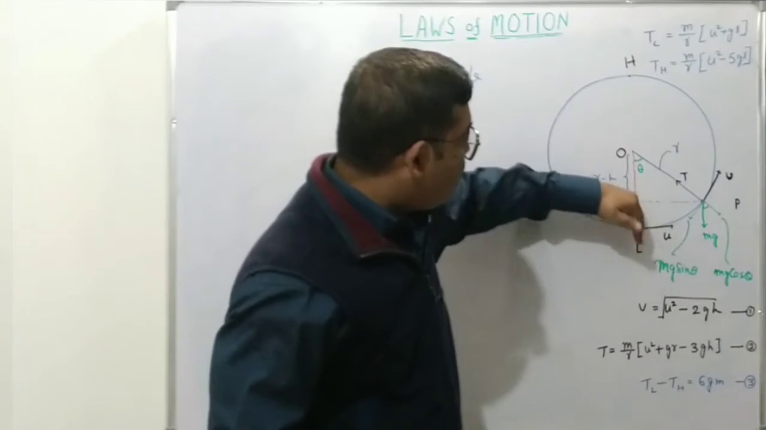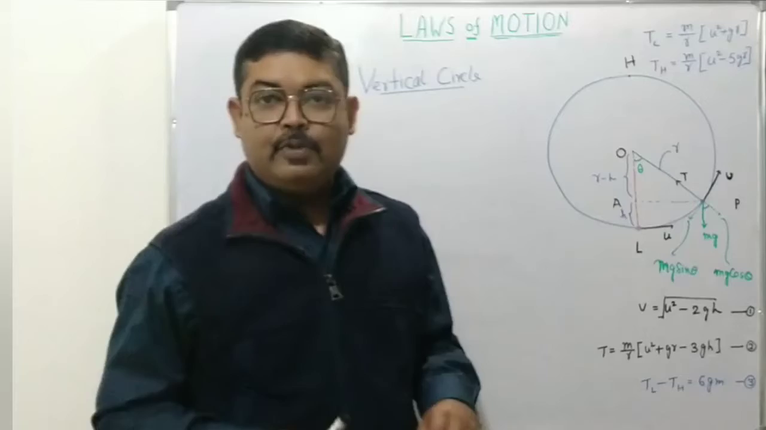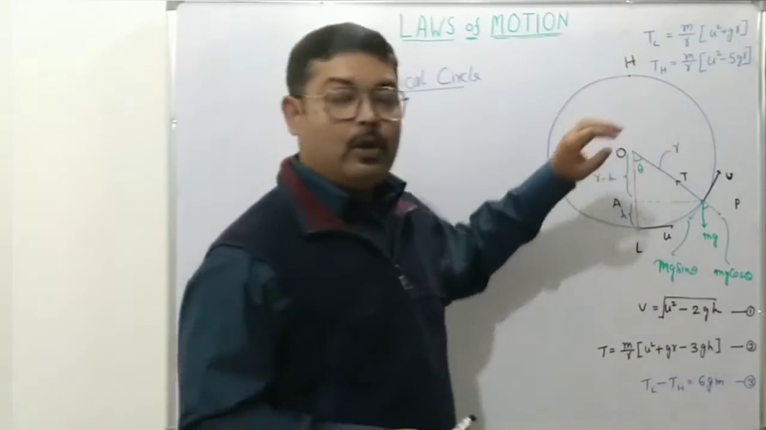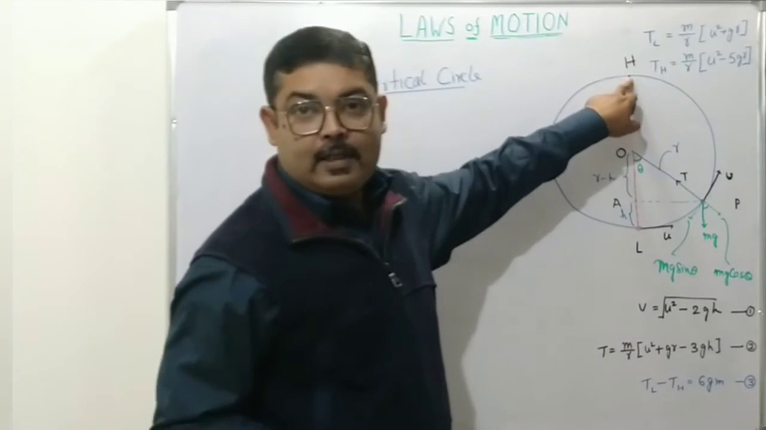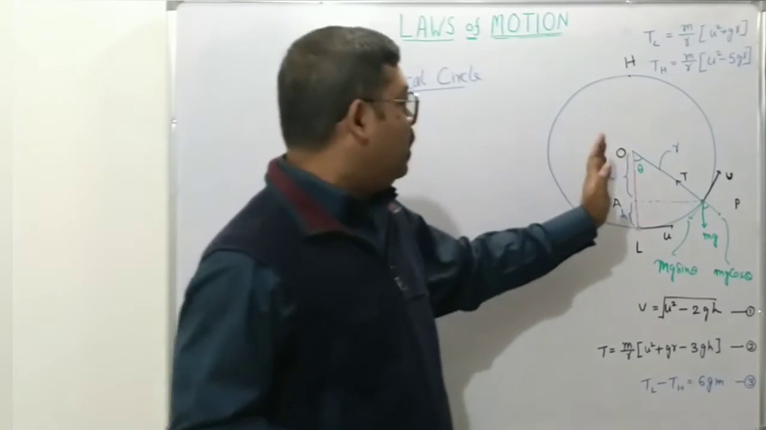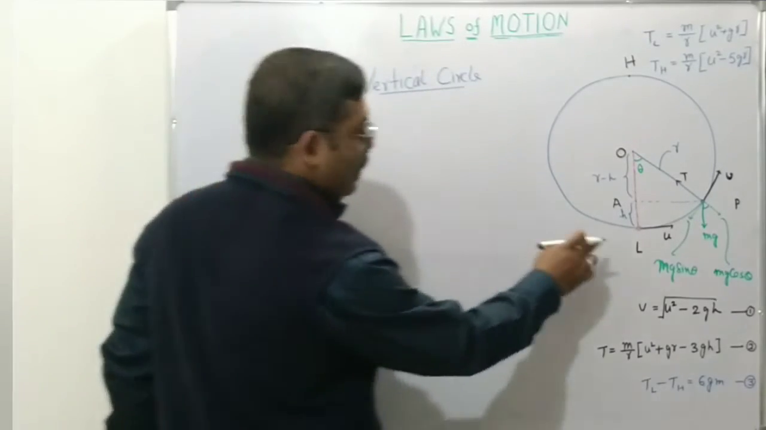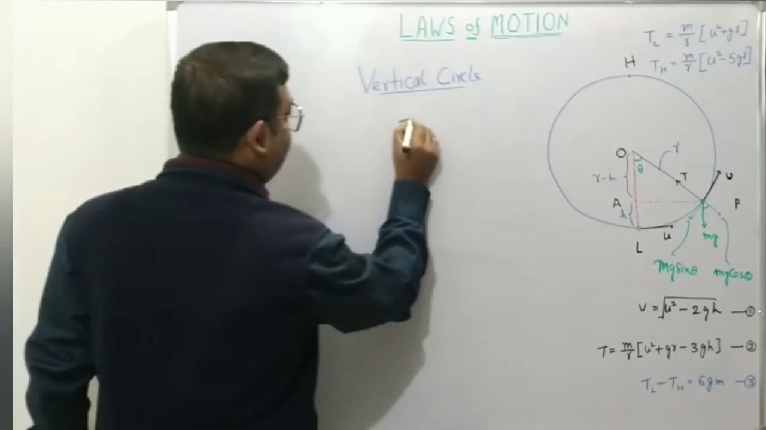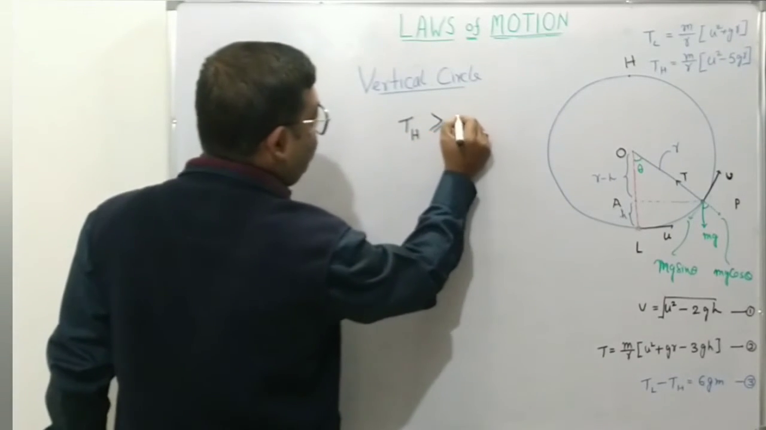So, for the object to be able to move along the entire path and reach this point, the tension cannot become 0 before it reaches the highest point. The lowest value it can have is 0. It can have 0 value only when it reaches here, and then because of the inertia it will keep moving, and then the tension will again generate due to symmetry of the thing. So for the object to be able to reach here and then complete the vertical circle, the tension at the highest point must be either greater than or at least equal to 0.